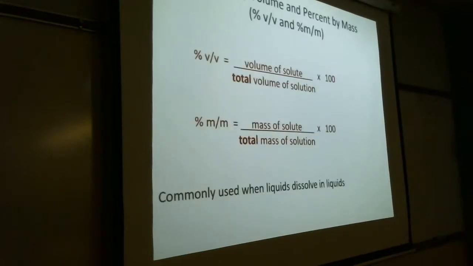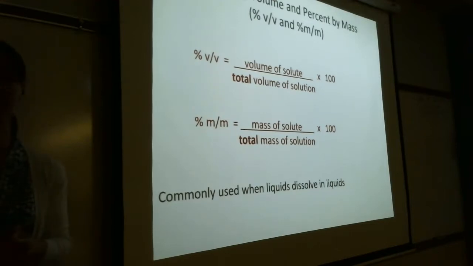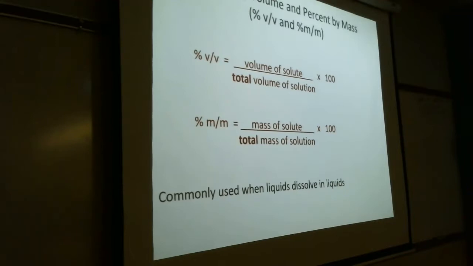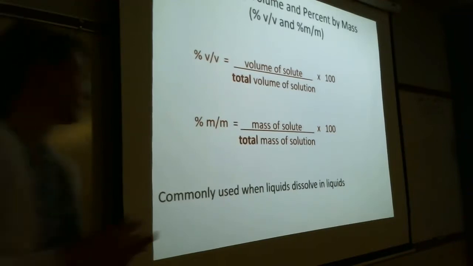Here are 2 more concentrations that are very easy. They are very, very easy. You're not going to break your brain working out these problems. Percent by volume and percent by mass. Okay, percent by volume is volume of solute over total volume of solution. And percent by mass is mass of solute over total mass of solution.